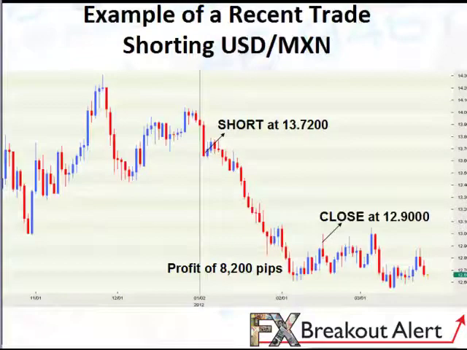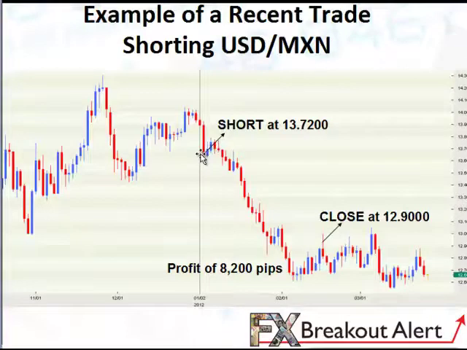Now let's take a look at a recent trade that I recommended to my subscribers to my FX Breakout Alert research advisory. So we are looking at a daily chart of the pair USD MXN. So if I wanted to bet that the dollar would rise against the Mexican peso, I'll just buy the pair USD MXN. But in this situation, we actually went short the pair USD MXN because I was expecting the Mexican peso to appreciate against the dollar. In other words, I was expecting the dollar to lose value against the Mexican peso.